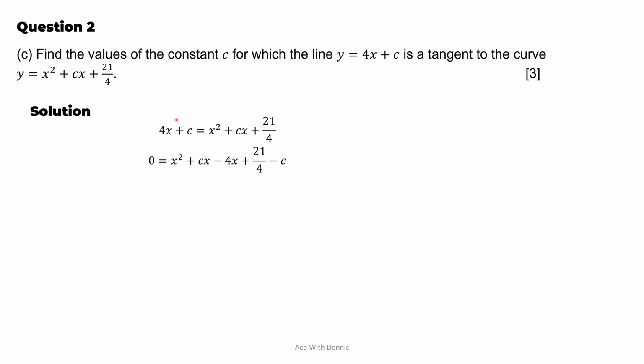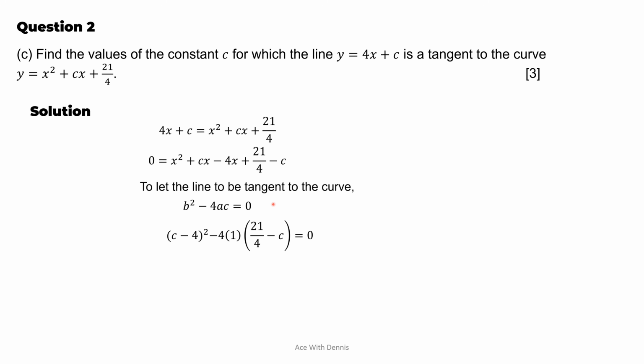Alright, then we rearrange this equation to form the quadratic equation in the form of x squared plus bx plus c. So we get this: this is x squared, this is the x term, and this is the constant term. For the line to be tangent to the curve, b squared minus 4ac must equal 0, because it touches at one point, so we only have one solution. So our b will be c minus 4, the x term here, a is 1, and c will be this whole thing, 21 over 4 minus c, equal to 0.